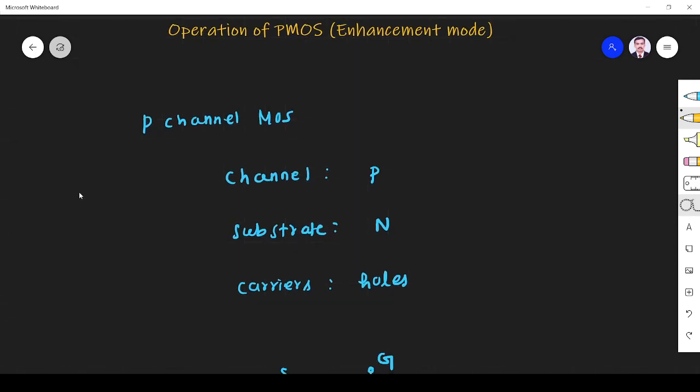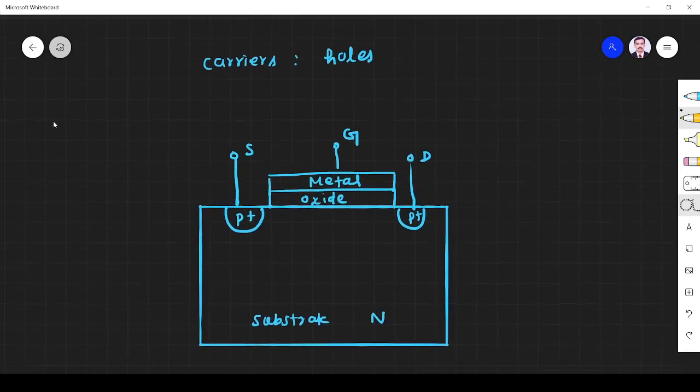Okay, in PMOS transistor we have to know something. PMOS is nothing but p-channel MOS, so the channel should be p-type, the substrate should be n, and the carriers are holes because the channel is p-type. So this is a typical PMOS transistor.